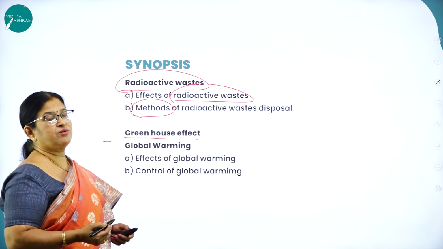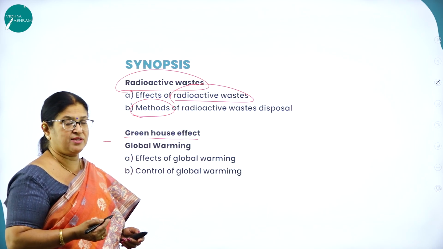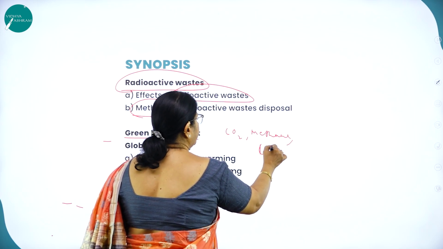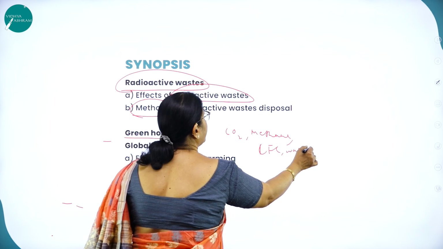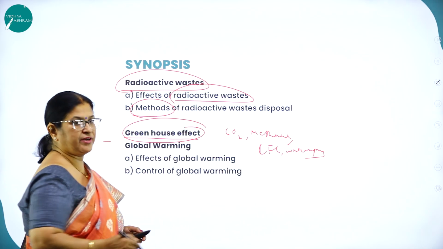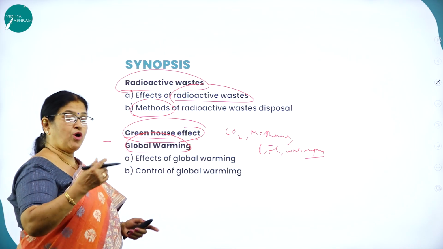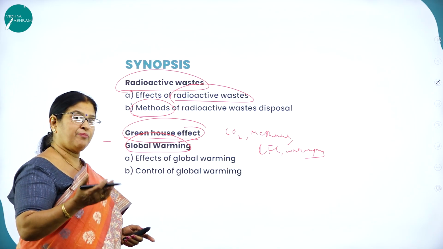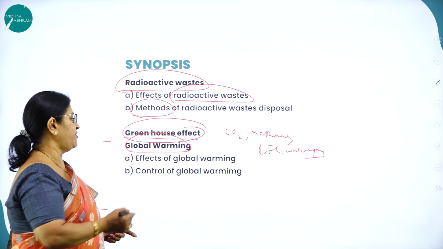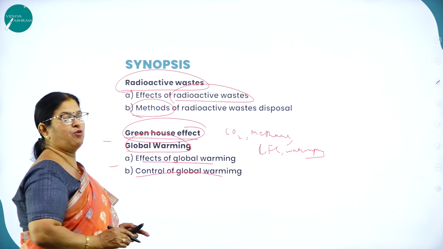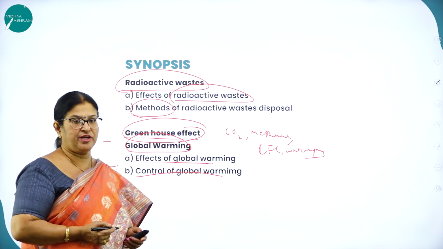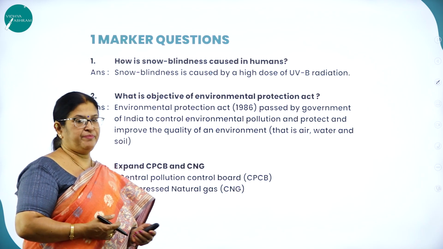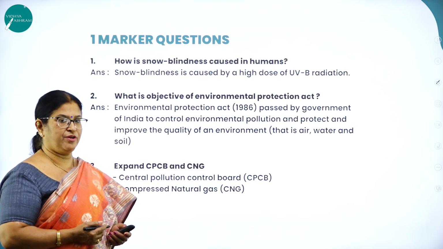Greenhouse effect. What is the greenhouse effect? The warming of the Earth's surface by greenhouse gases like carbon dioxide, methane, CFC (chlorofluorocarbons), water vapor, etc. All these we call the greenhouse effect. These are called greenhouse gases. The warming up of the Earth's surface by greenhouse gases is called global warming, or global warming is the warming up of the Earth's surface due to the greenhouse effect. So the effects of global warming and control of global warming are all studied in this particular chapter. Anyhow, when I discuss the questions, we'll come across them. So that was a brief synopsis of this particular chapter called environmental pollution.